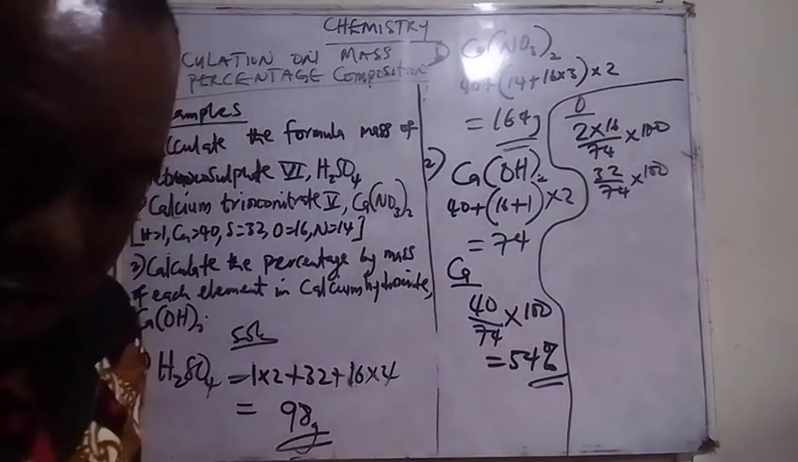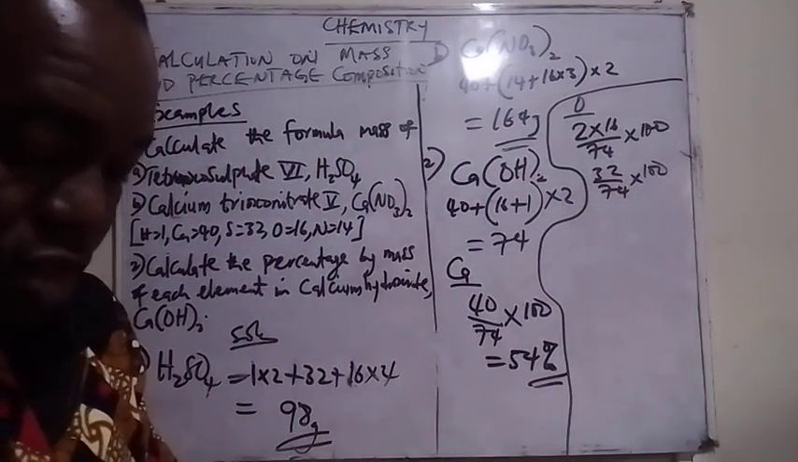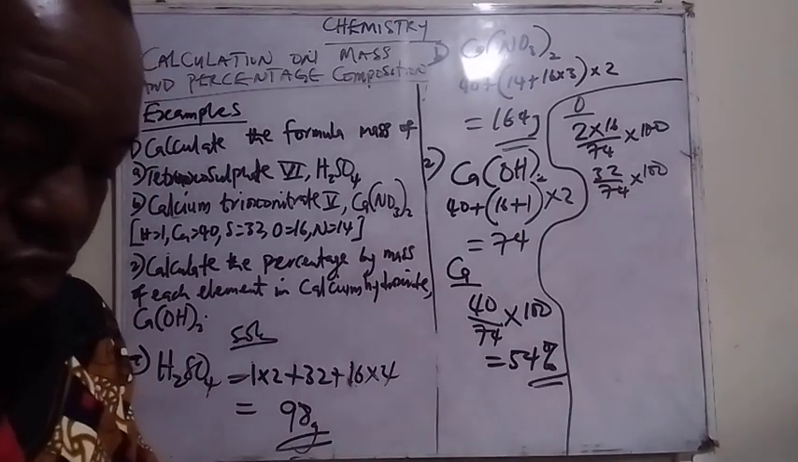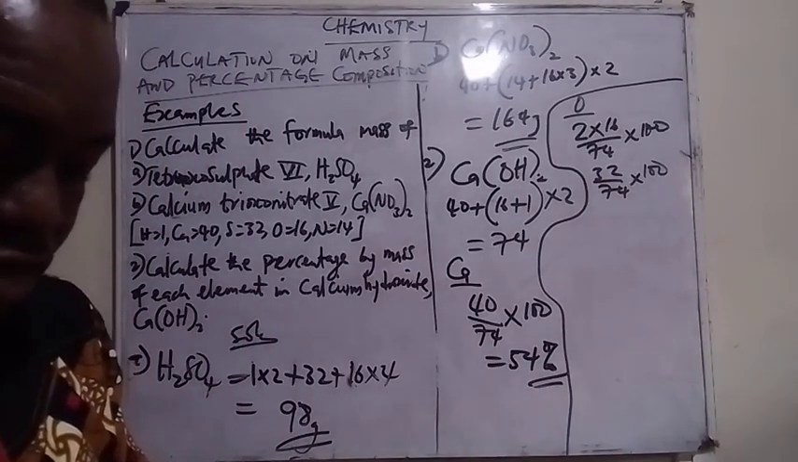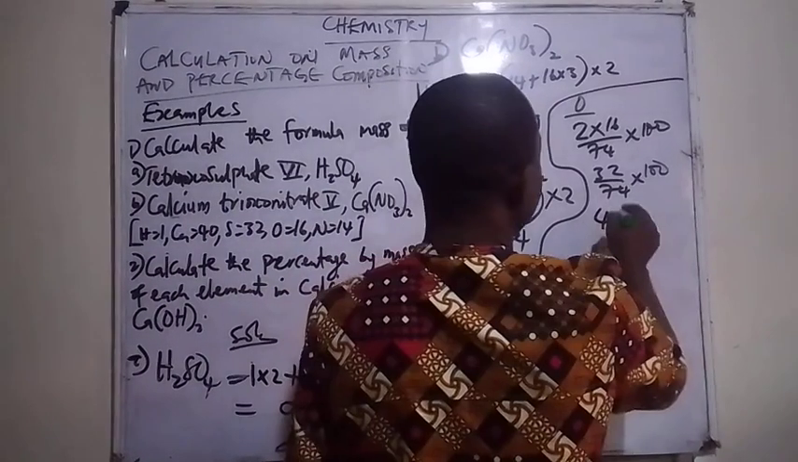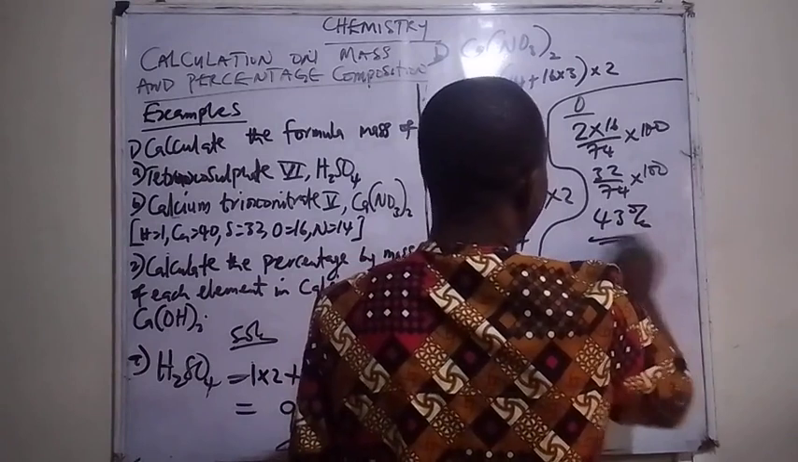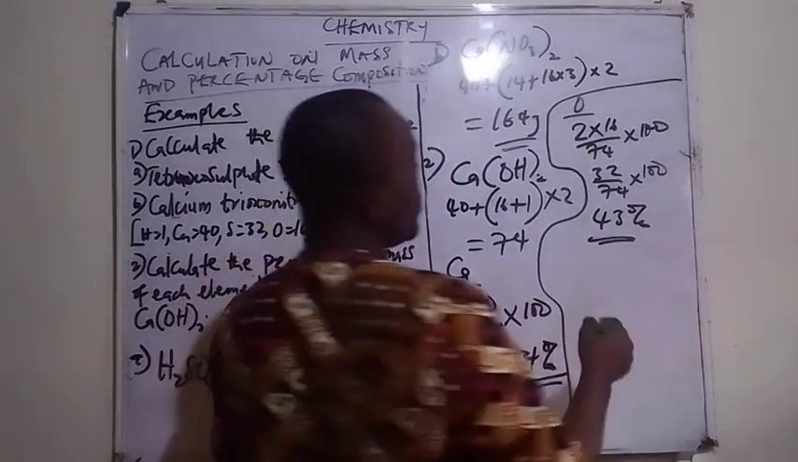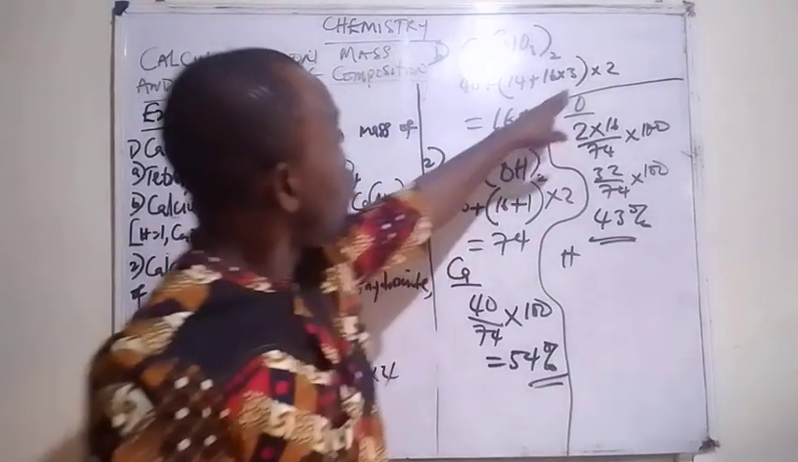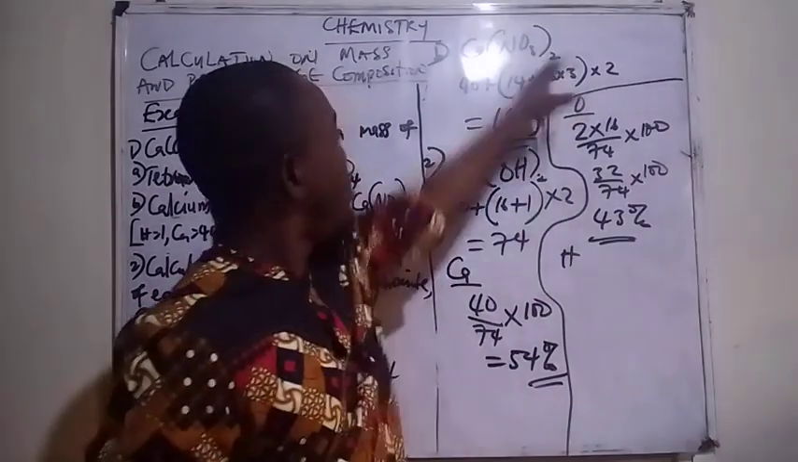As usual, you get your calculator and say 32 divided by 74, then times 100. Our answer will be 43, so 43%. That's our answer. So the last one that we're going to be looking at is hydrogen.